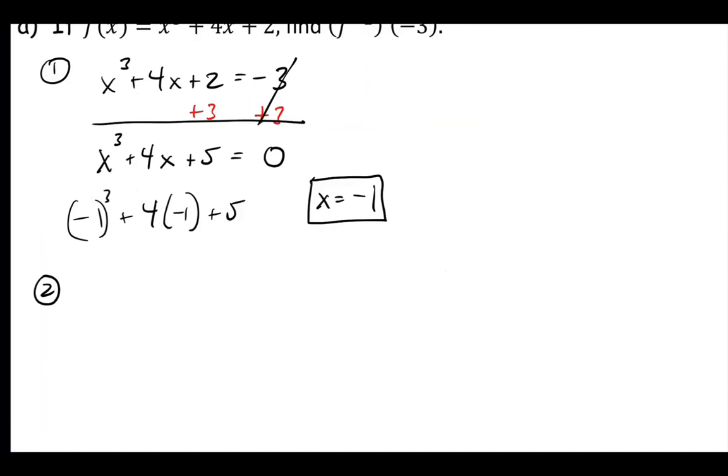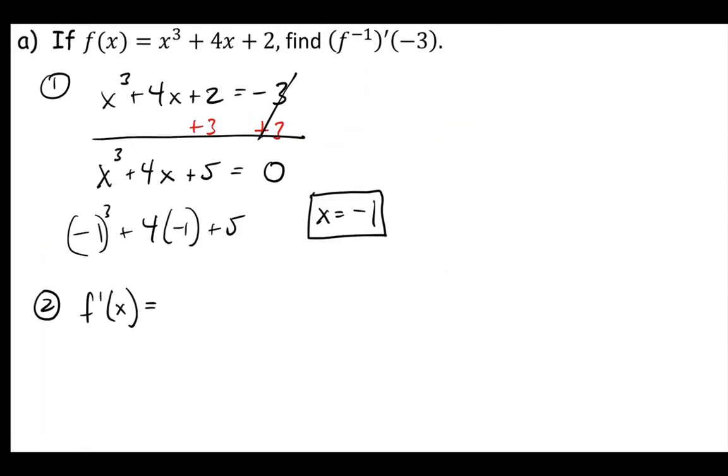Step number 2 says to take the derivative of f of x. Okay, it's pretty simple. The derivative of f of x would be 3x squared plus 4. Check, did that.